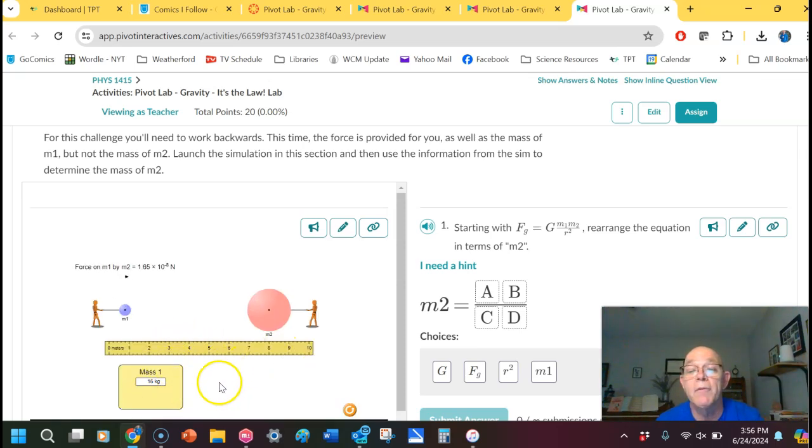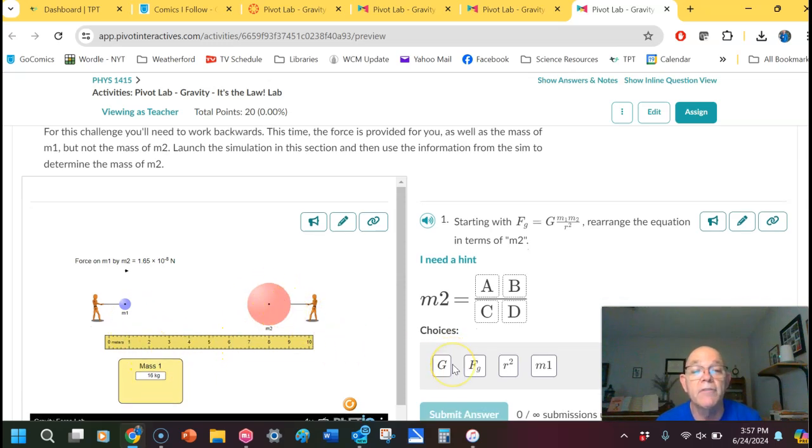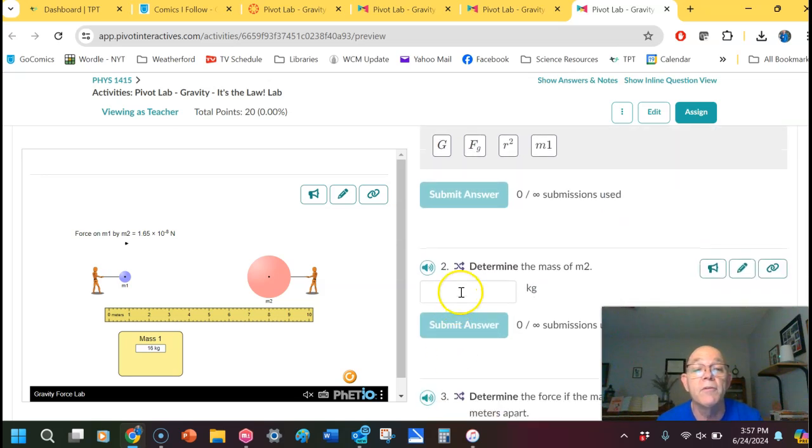Now, this time they're not going to give you mass number 2. They're going to let you decide. They give you the force. It's going to give you the distance. You can calculate the distance between the center of gravity here and the center of gravity there, and they give you the mass of the first one. So they want you to figure out how big must the second one be. So first of all, for the mass of M2, you would plug in the force and the distance and the mass of this one and the universal gravitational constant, and plug those together and get your answer.